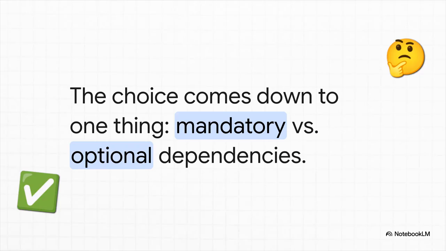And here it is, mandatory versus optional dependencies. This is the whole ball game. You have to ask yourself, does my object absolutely positively need this other thing to work? Is it essential for it to even exist? Or is it just a nice to have, something that could be added later? Your answer to that question is what's going to tell you exactly which injection style to use.